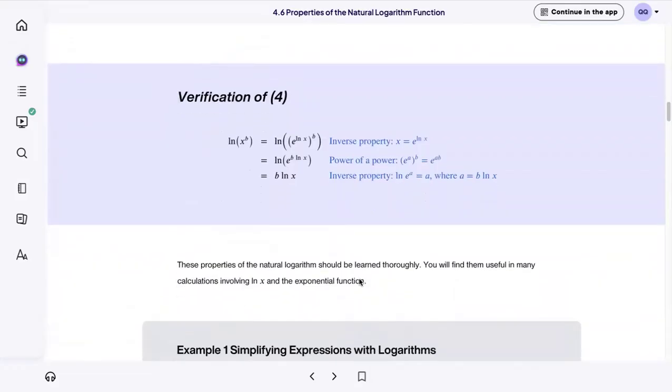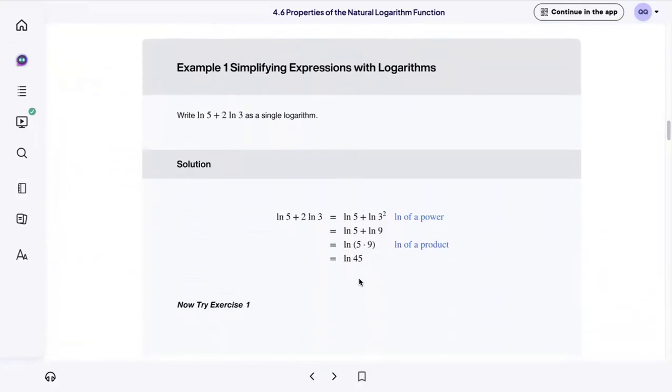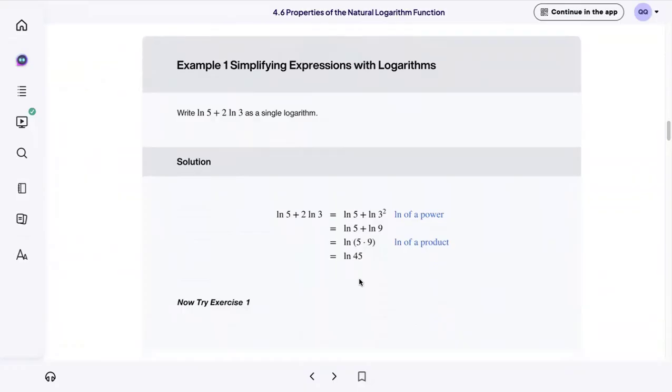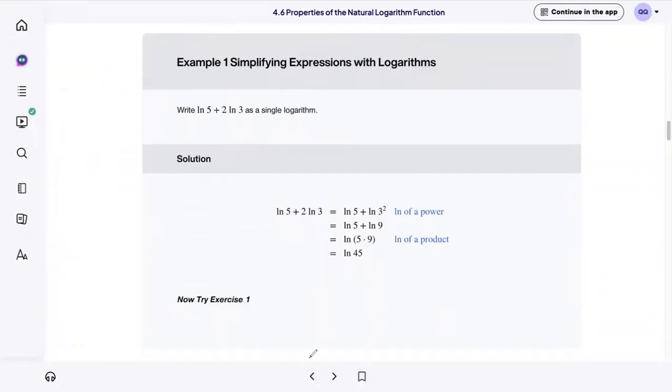Similarly, number 4. This one is saying, write ln 5 plus 2 ln 3 as a single log form. So this is the opposite, right? First, we want to move the 2 to be the exponent of 3. We have ln 5 plus ln 3 squared, which is 9. Then this just becomes ln of 5 times 3 squared. It becomes ln 45.